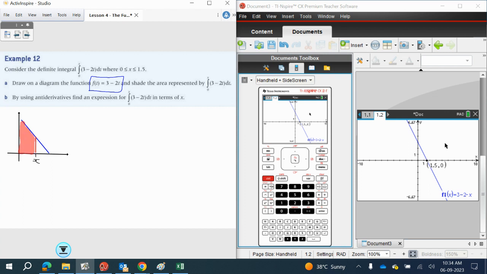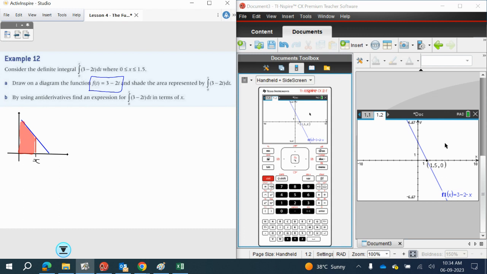So this red line can move. It can move from 0 up to 1.5, and the area can grow. What value of x will give the smallest area? 0. What value of x will give the largest area? 1.5. We can go backwards and forwards on this one.